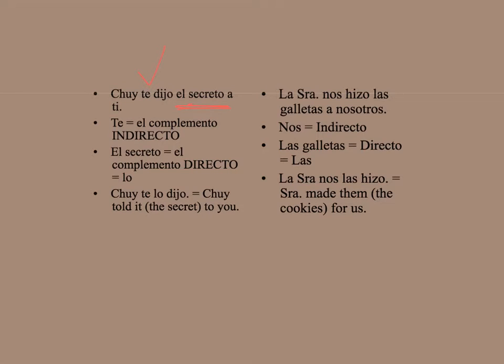Senora made cookies for us. Again, the for us, that's my indirect, so I already have that. But I want to take what I made, the cookies, and replace it with them. She made, right, that's your verb, she made them, referring to the cookies, for us.